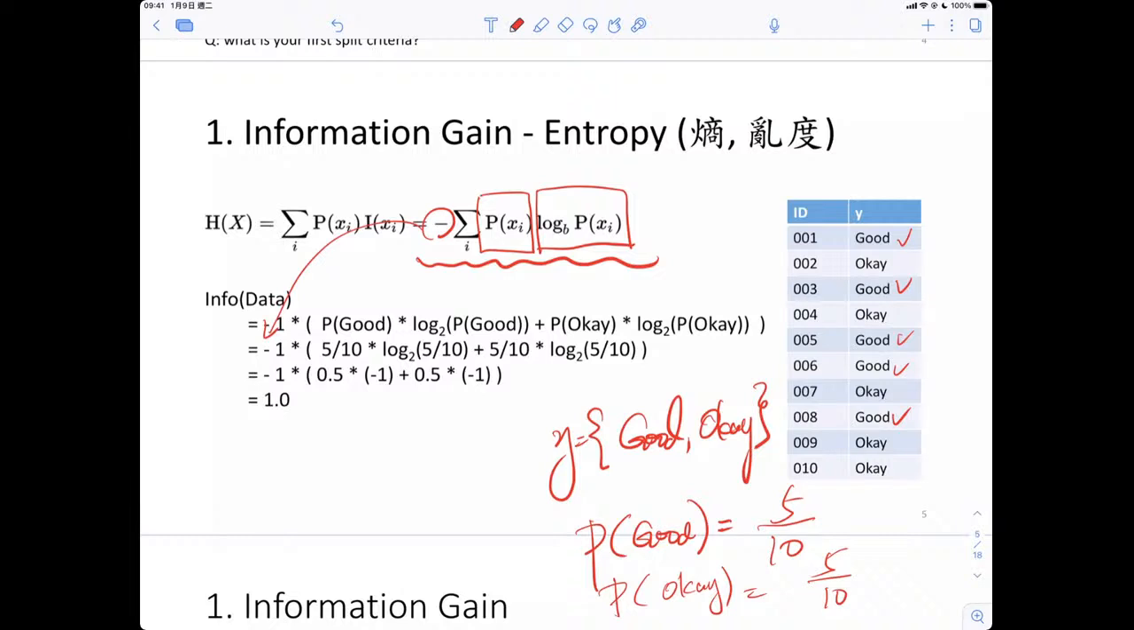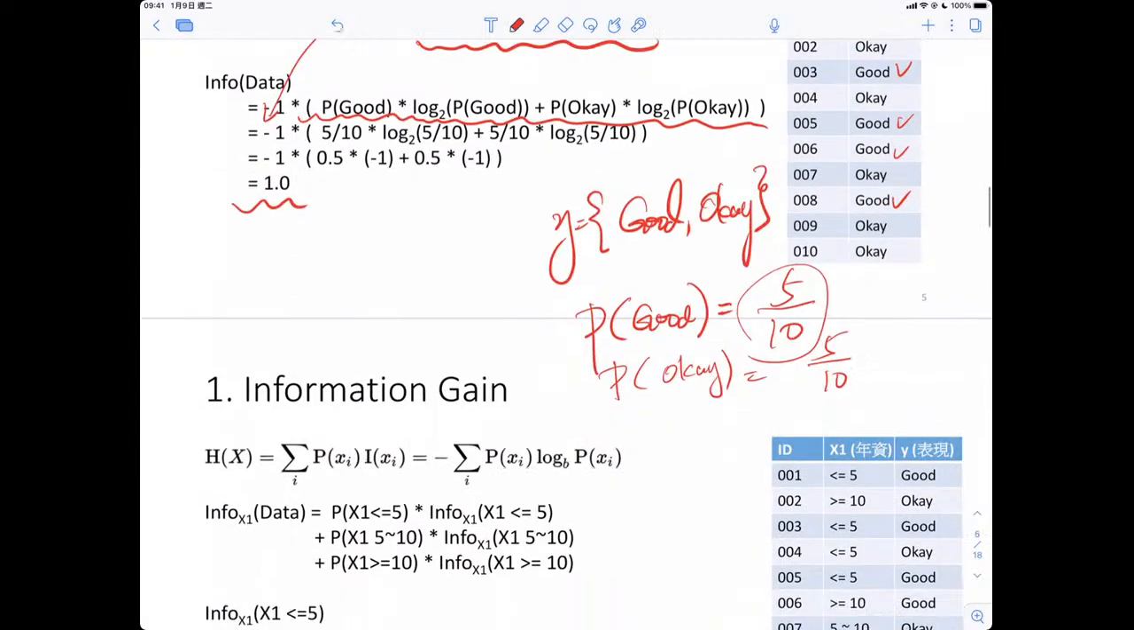So how do we calculate the entropy? Think of it as disorder. We are calculating how disordered the appearance of these two values, good and okay, is in the Y column. So here's how we calculate this value. We simply count how many good and how many okay in our original data, calculate the probability, and use the probability in the entropy function. The answer is 1.0, and that is the entropy of Y. We now use a number to judge how disordered the appearance of good and okay is.